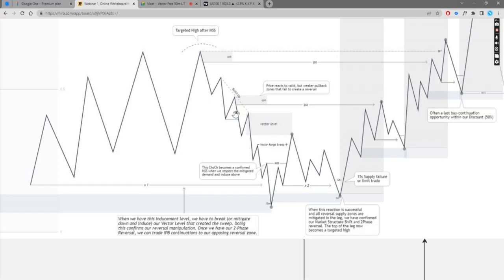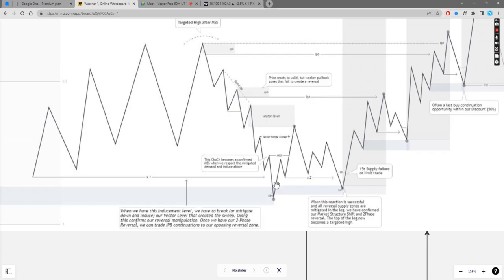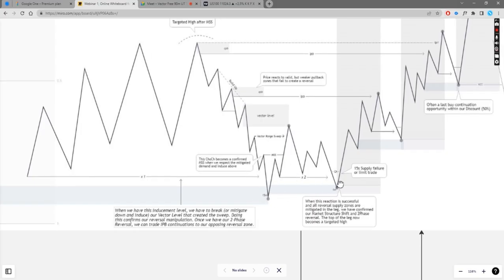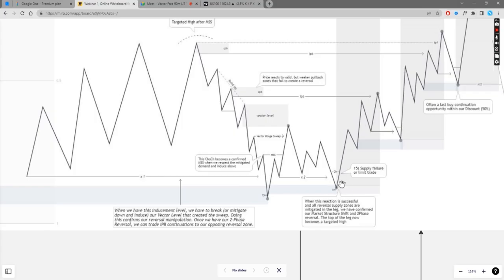In this case, we grab that last point of supply that was responsible for that sweeping move, and we induce. We grab this demand here that had that shift, and we take out that liquidity, and then this is our trade here. So it's going through the funnel of having maybe a 1 hour order block down here to a 15-minute or a 5-minute, and then that 1 minute order block where we can look to take either our limit trade or our supply failure trade, okay?